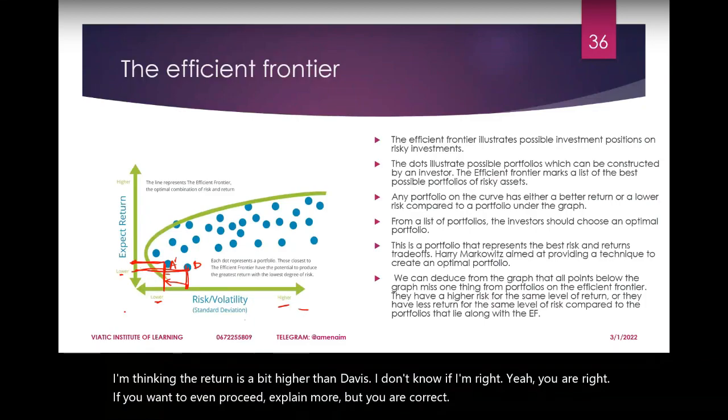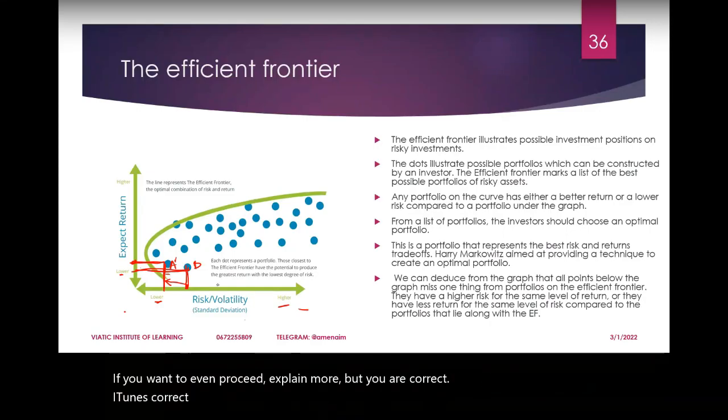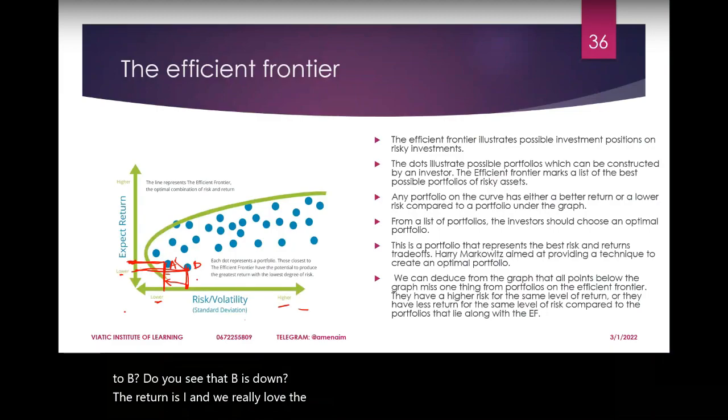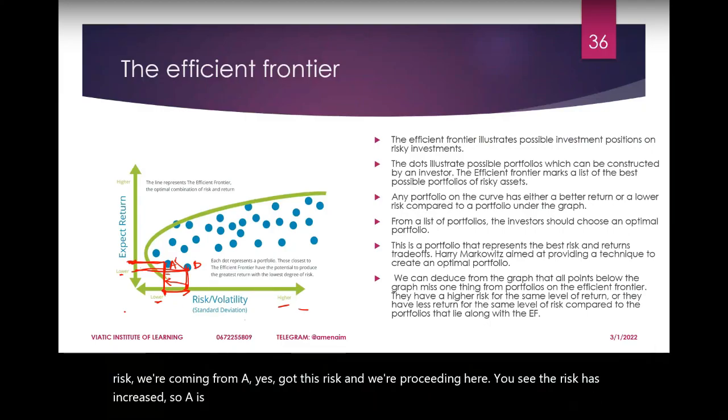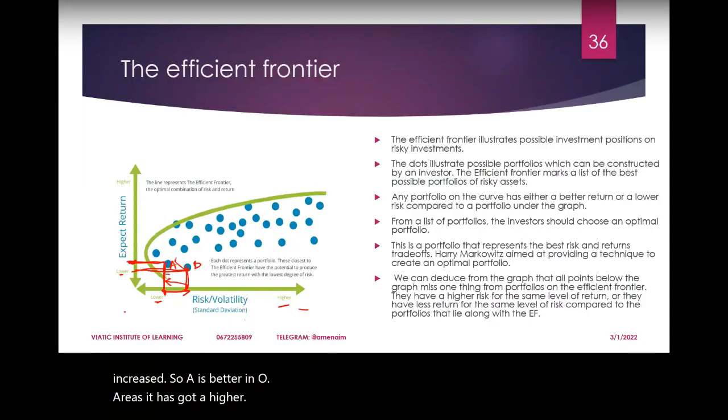It's correct to say the return for A, do you see that A here? The return is higher compared to B. Do you see that B is down? The return is high, and we really love the return. And again, the risk for B is higher, because you see risk, we are coming from here, A has this risk, and you are proceeding here. You see the risk has increased. So A is better in all areas. It has a higher expected return and a lower standard deviation compared to B. Is this making sense, guys?